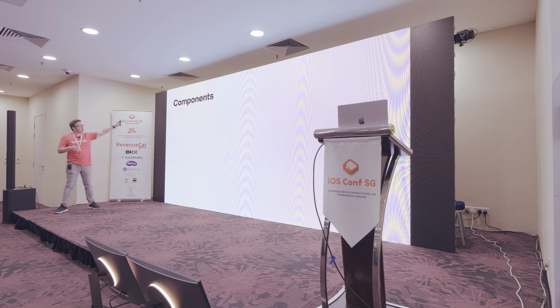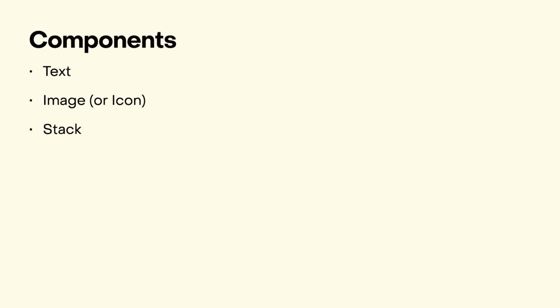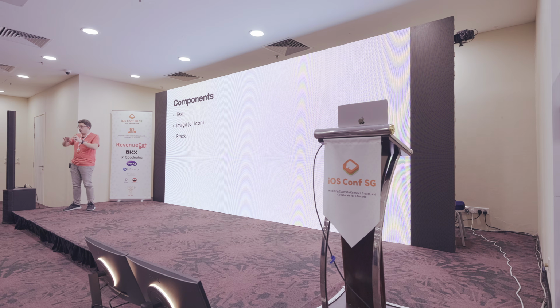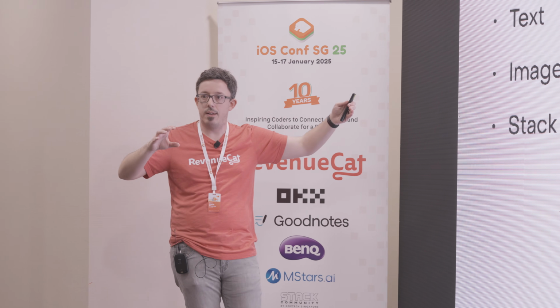All right. So let's talk about the actual components themselves. There's actually 3 building block components. They're the core components that define basically everything in our paywalls. There's a text component, there's an image component, or an icon. We have some SF symbols, some pre-made icons that you can choose from. But ultimately, that's an image. And then there's a stack.